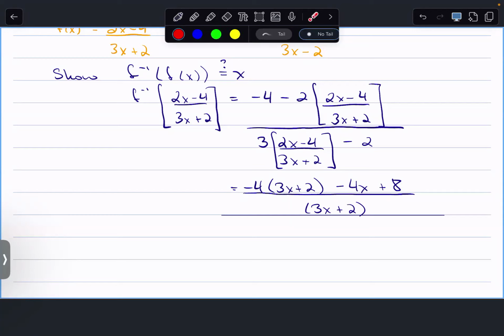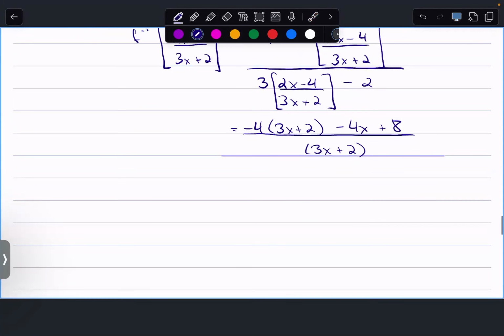Right? I didn't show the multiplying by a convenient 1, but I do need it to put it over this common denominator of 3x plus 2. Right? So again, I'm going to expand this 3 inside, but also multiply 2 by 3x plus 2. So I get 6x minus 12 minus 2 times 3x plus 2. Let's not bite off more than we can chew here. Over 3x plus 2.